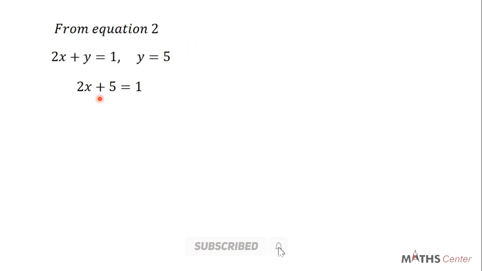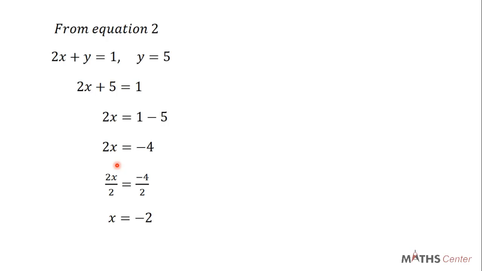Remember, you can do the same thing to equation 1 and you will still get the same answer. Okay, so this is now a linear equation. So let's solve it. 2x is equal to 1 minus 5. 2x is equal to minus 4. We divide both sides by 2 and x is going to give us minus 2.